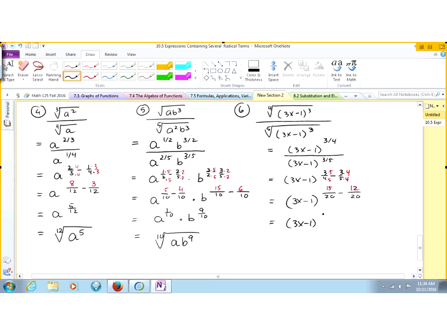So now this is equal to 3x minus 1 raised to the 3 over 20. Then the 20th root of... Raise. Yes. Good. Doable? Easy? Okay. So I'm done.